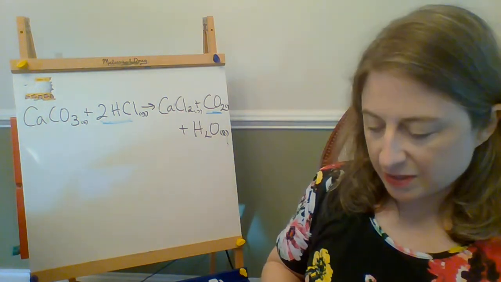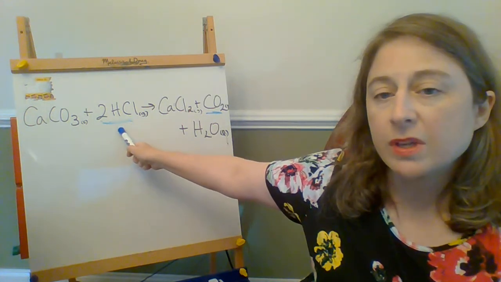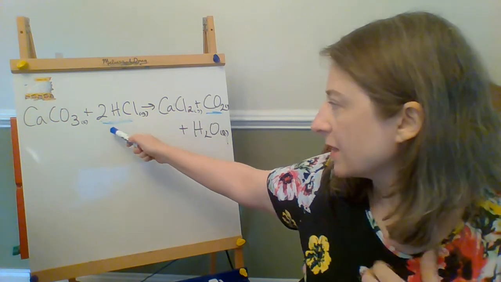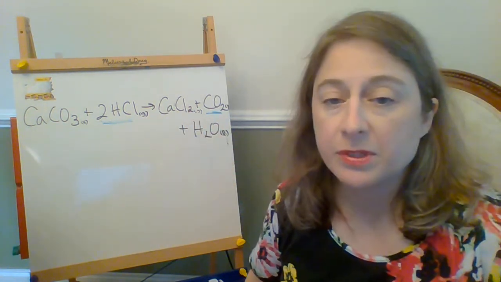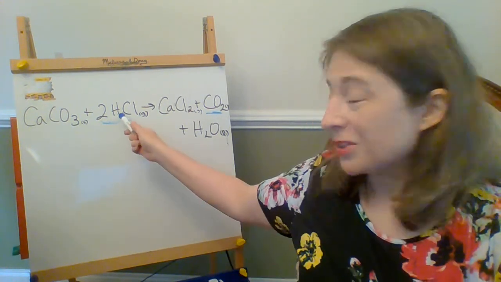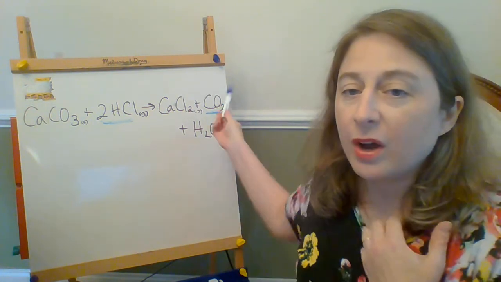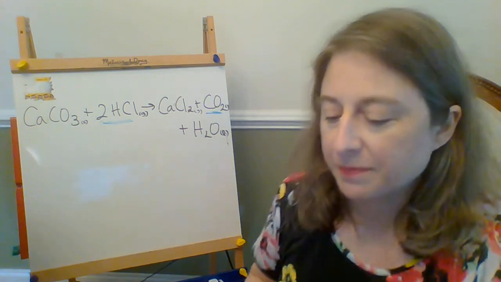With Gay-Lussac's law, well, we could say for every 2 moles of HCl that are reacted, we'll have 1 mole of carbon dioxide produced. Or, since they're both gases, Gay-Lussac's law tells us for every 2 liters of HCl that are reacted, 1 liter of carbon dioxide gas will be produced.